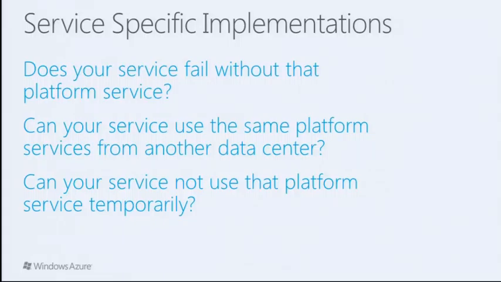You can also think about using the same platform service from another data center. And one of the things that I did with Humble Me is if I have a SQL Azure outage, I could have switched across to use a SQL Azure database in another data center. However, what I decided to do was if SQL Azure doesn't work, I should just fail the entire app across into the other data center. And that's the last bullet. Can your service not use that platform service temporarily? That could be an option as well. But you've got to decide on an application and a dependency basis which one's right for you, and then figure out the right way of meeting that need.